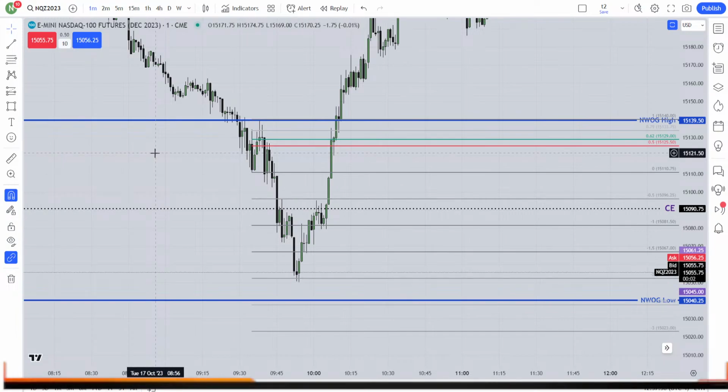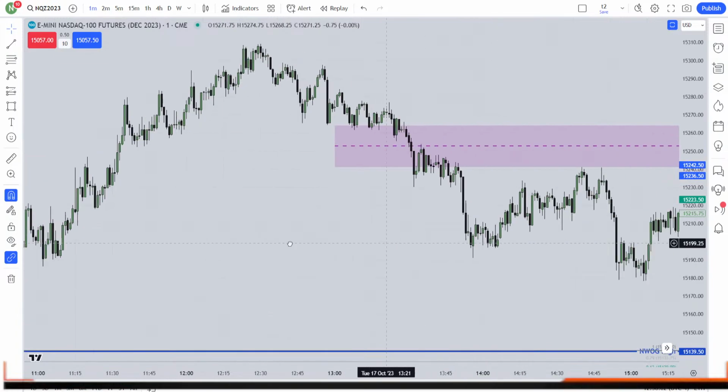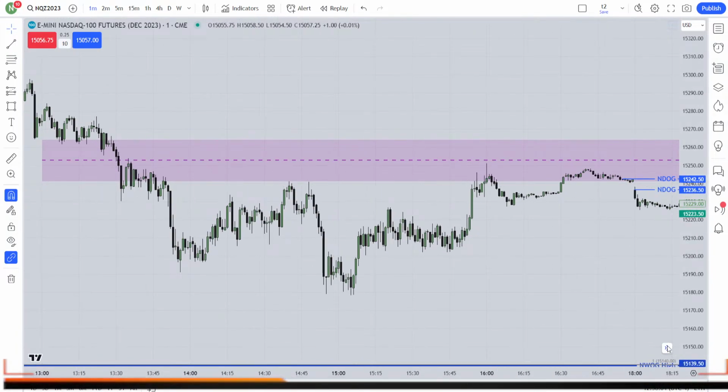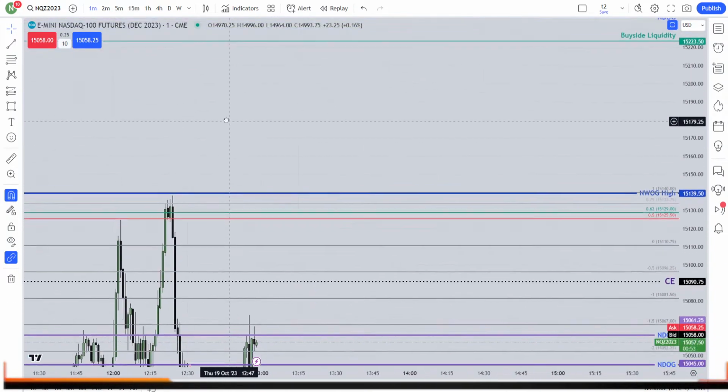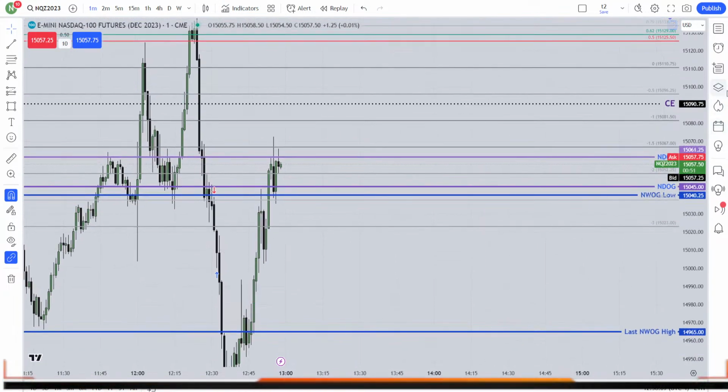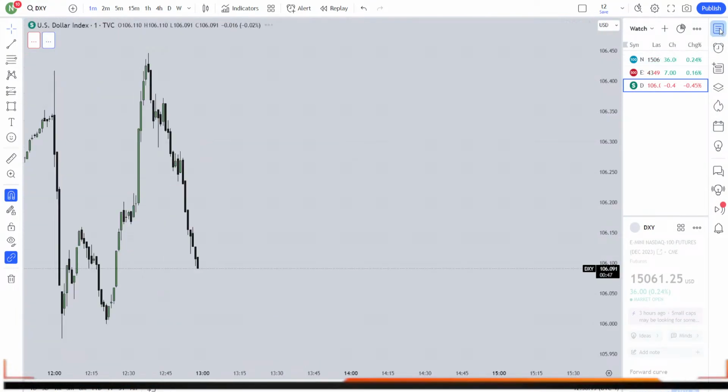Why do you want to see price go to buy side or sell side liquidity today? This is a very hard question. Why I want to look at price to go over there? Okay, let me explain that.